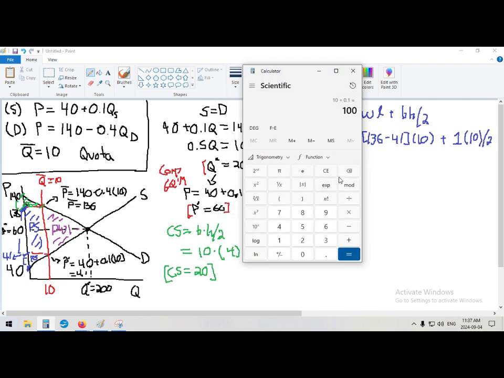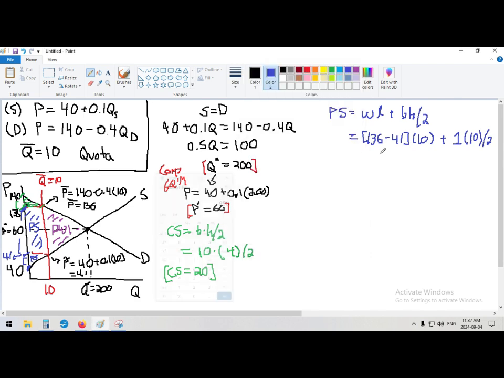So let's see what this is going to be here. We have 136 minus 41 times 10. So it's going to be 950 in the front there. It's going to be the box. And then for the back, that's going to be 5. So we're just going to have 955. So that's our producer surplus. That's the big blue area here.